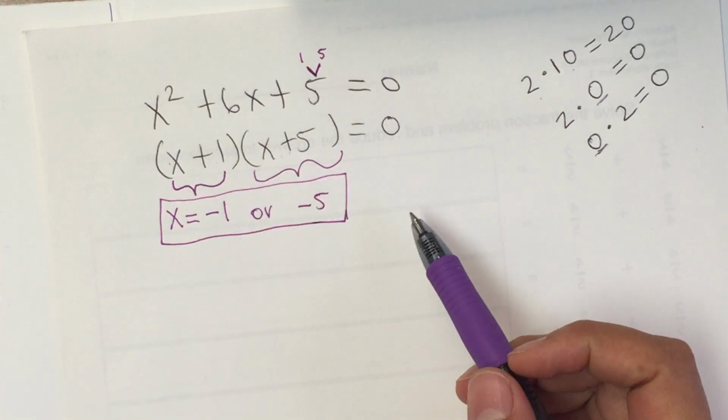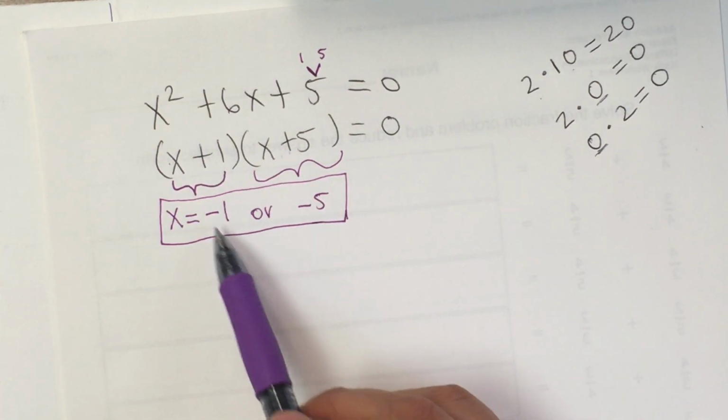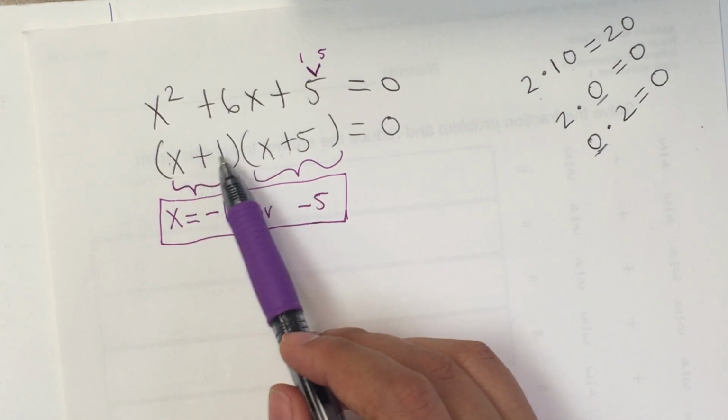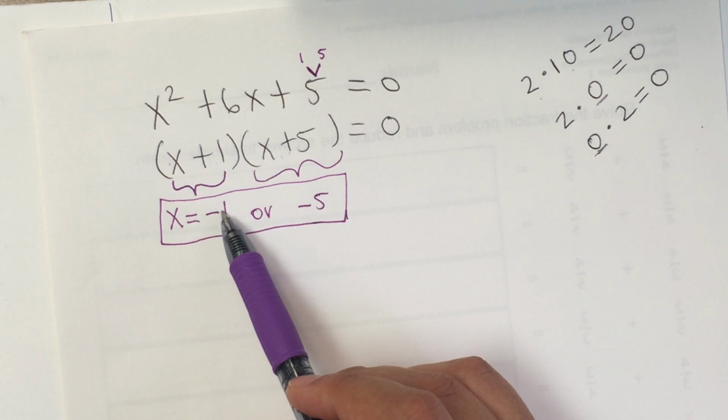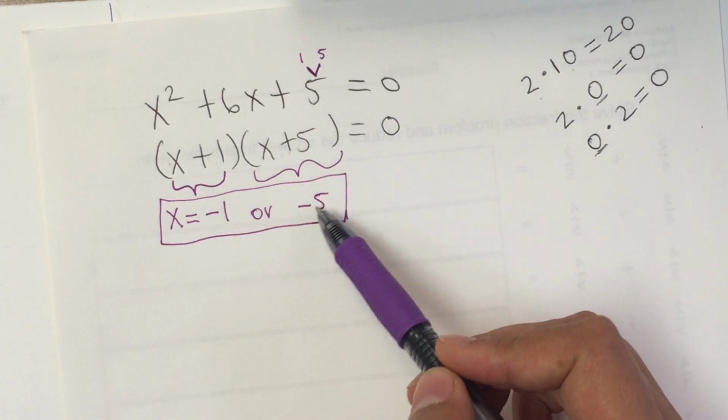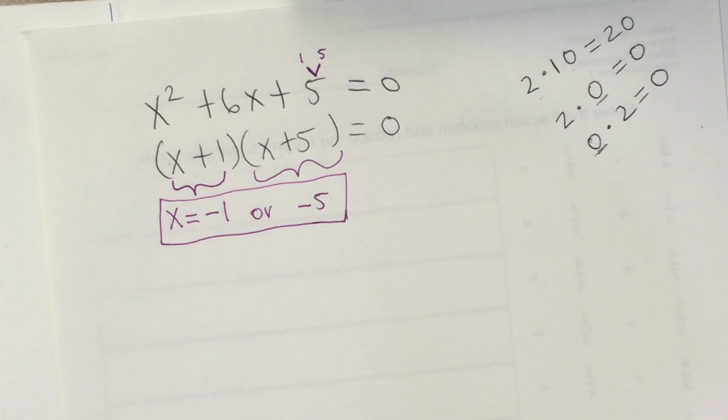And something that I want you to notice is that it's just the opposite of the other, right? If it's +1, then the value of x is -1. If it's a +5, then the value of x is -5. So those are going to be the answers.